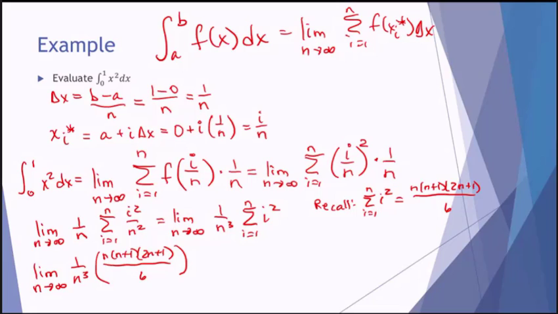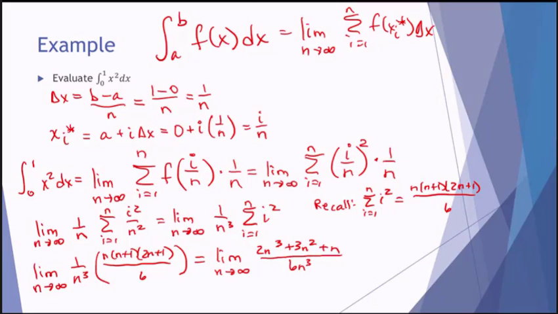Because we've already asked you to calculate limits as your variable goes to infinity, we know how to do that. I'm going to use the technique that we used in previous sections. I'm going to simplify that numerator by distributing: n times n plus 1 times 2n plus 1. When you do that, you get 2n cubed plus 3n squared plus n. And then I'm just going to take that over 6 times n cubed.